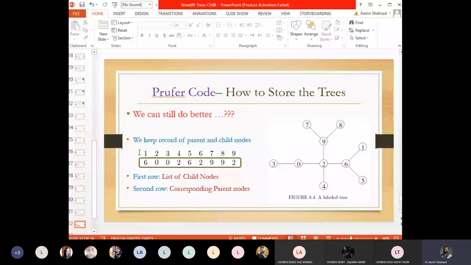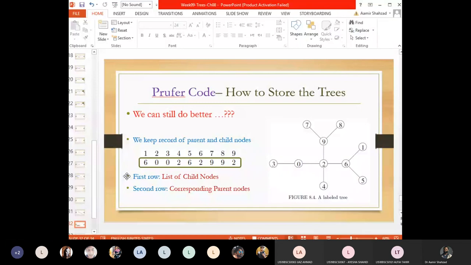But what is in the first row? 1, 2, 3, 4, 5, 6, 7, 8, 9. This is already in an order. So do I need to store them? I think no. I just store the list of parent nodes. The first entry is the parent of node 1, the second entry is the parent of node 2, the third entry is the parent of node 3, the fourth entry is the parent of node 4 and so on, the ninth entry is the parent of node 9. So I'm just going to store the parent nodes in this order. This order tells me the first entry is the parent of the first node, the second entry is the parent of the second node, and so on.